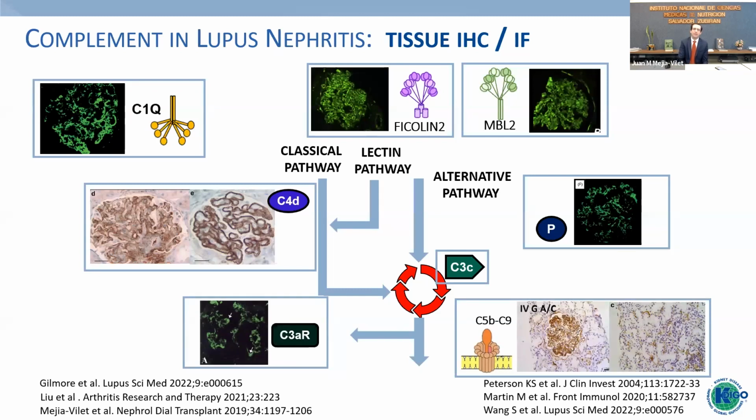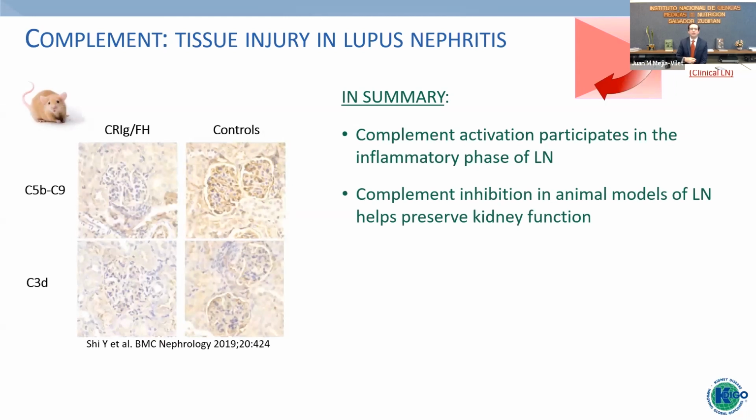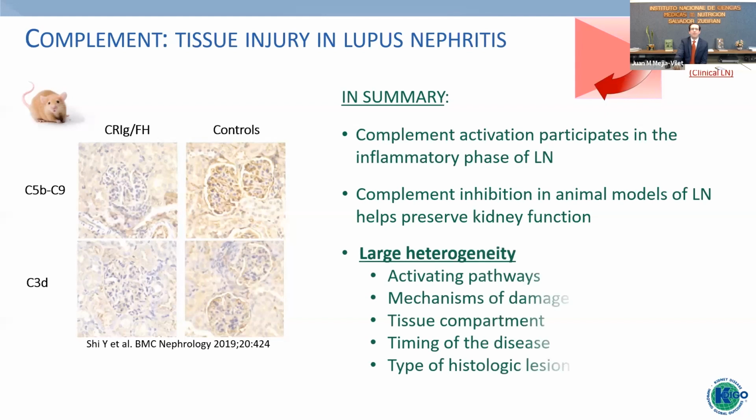We have seen deposits of the C3a and C3a receptors in the glomeruli and of membrane attack complex in the tubulointerstitium. So what to get from all this? Of course, it's pretty evident that complement activation participates in the inflammatory phase of lupus nephritis. I'm not going to talk of animal models, but inhibiting complement in animals prevents damage from lupus nephritis. So what is the actual problem? The actual problem is heterogeneity.